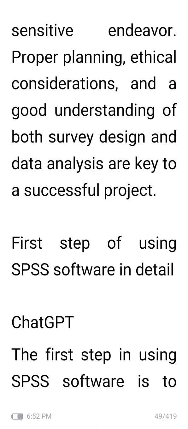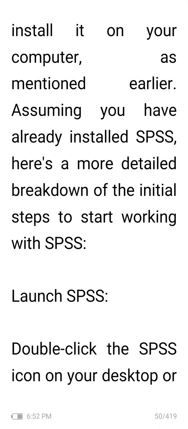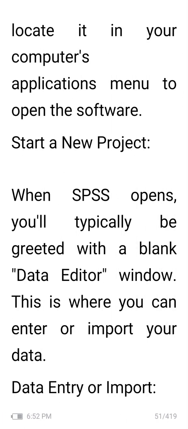The first step in using SPSS software is to install it on your computer, as mentioned earlier. Assuming you have already installed SPSS, here is a more detailed breakdown of the initial steps to start working on SPSS. Launch SPSS. Double-click the SPSS icon on your desktop or locate it in your computer's applications menu to open the software.